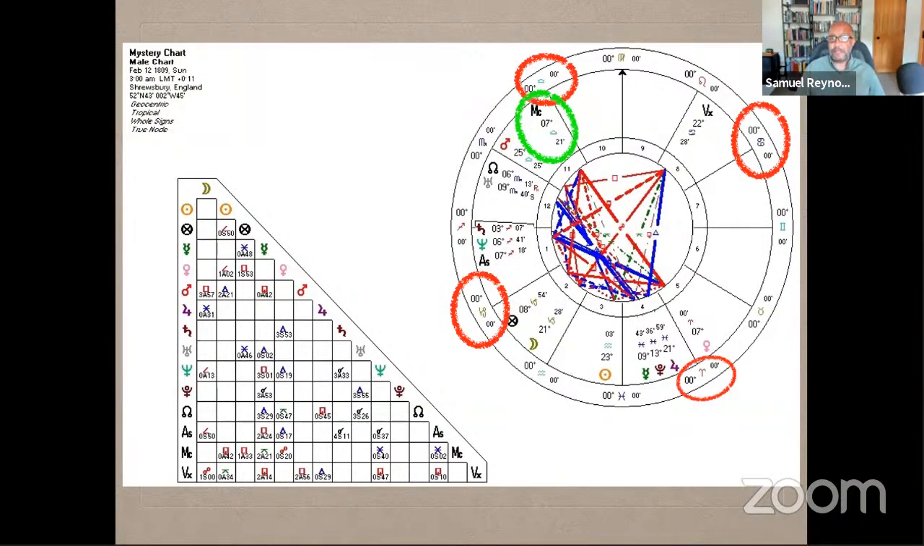Well, first I'll tell you this. He has a twin. Not a twin in real life, but an astral twin. His twin was born in America, and his twin is Abraham Lincoln. This person is Charles Darwin.